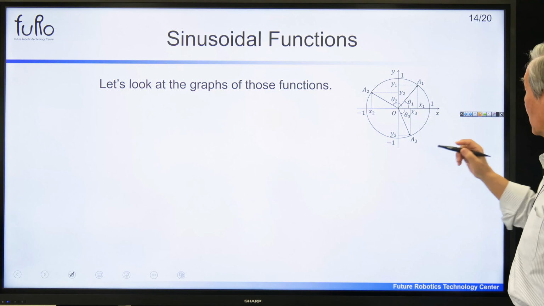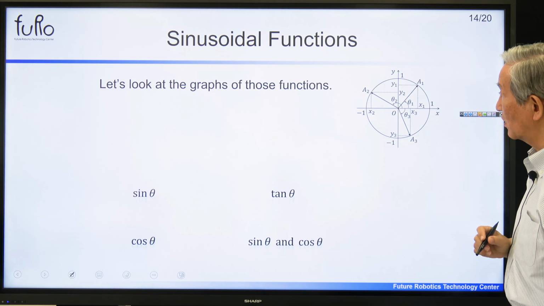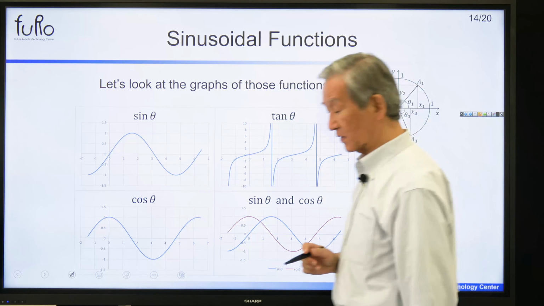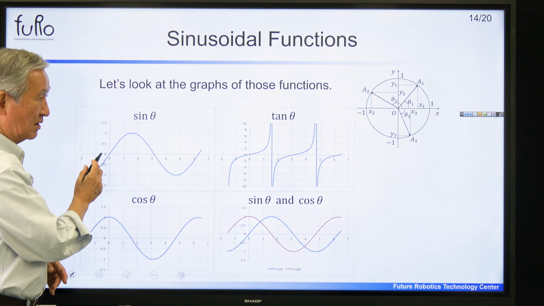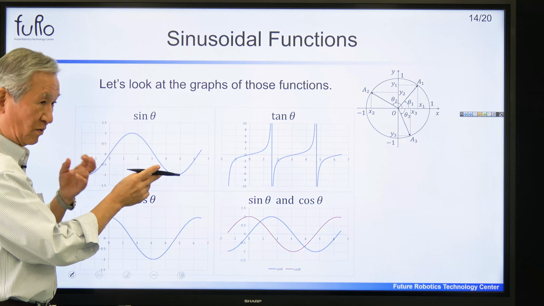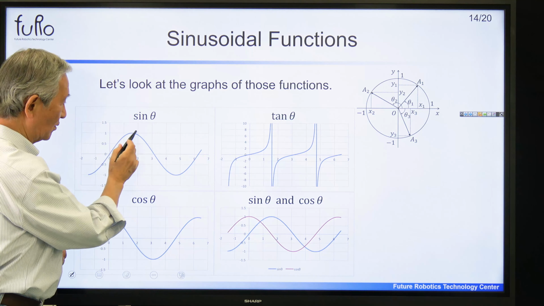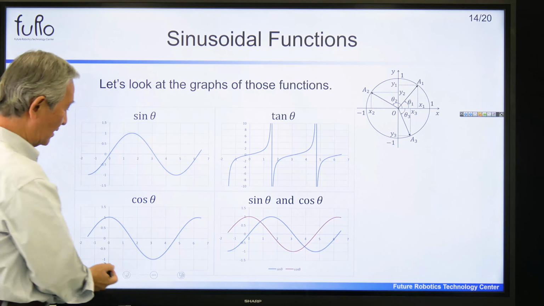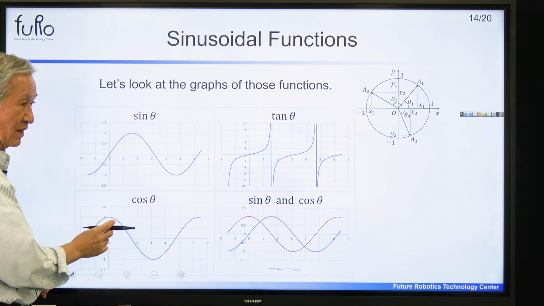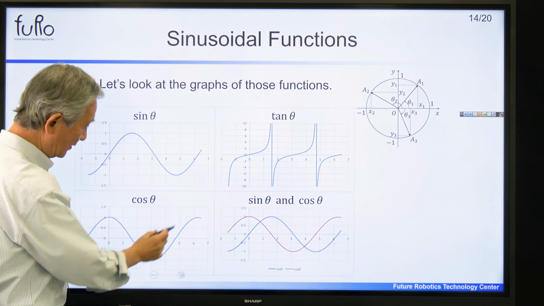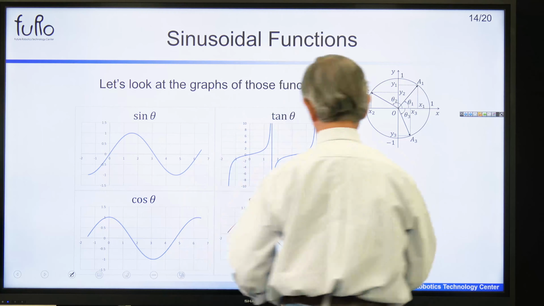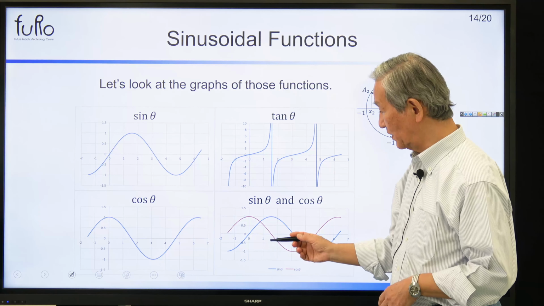And using this one here, we can draw the functions for different theta. Here, this is sine theta starting from 0, the y-axis, right? Y-coordinate starting from 0 goes to 1, goes to negative 1, etc. Cosine starts from 1 because that's the x coordinate, and goes to negative 1, comes up again. And tangent is the ratio between these two.